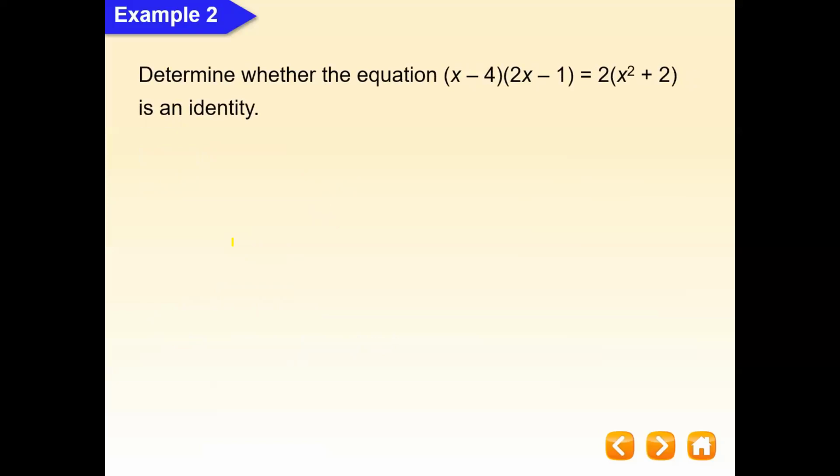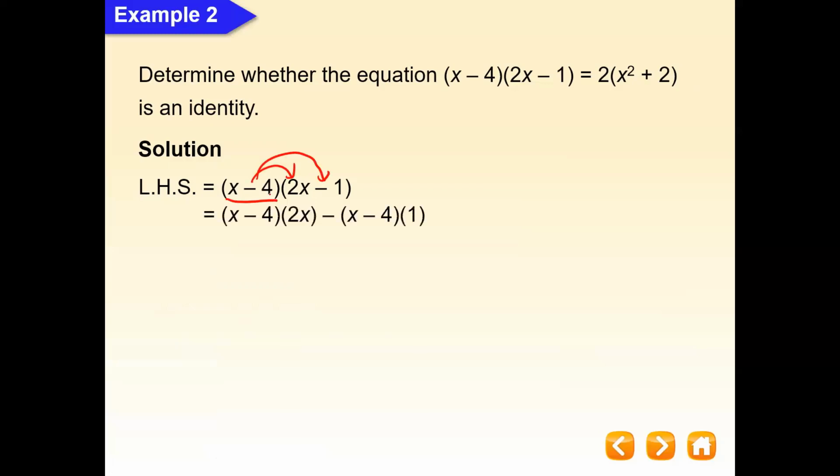Example 2. Determine whether the equation (x - 4)(2x - 1) = 2(x squared + 2) is an identity. Left-hand side equals (x - 4)(2x - 1). We expand and remove the bracket like this. Left-hand side equals (x - 4) times 2x minus (x - 4) times 1.